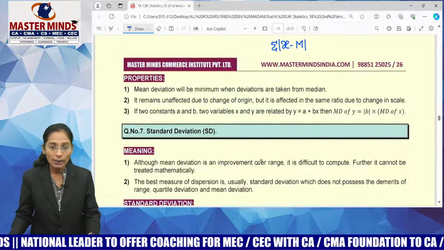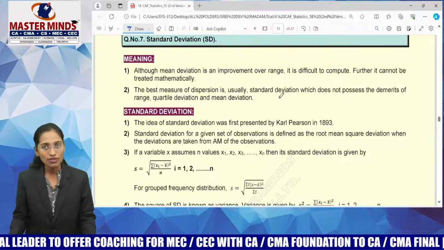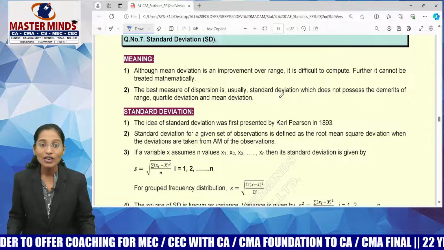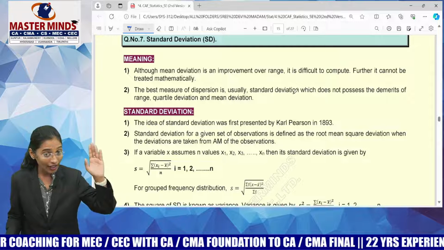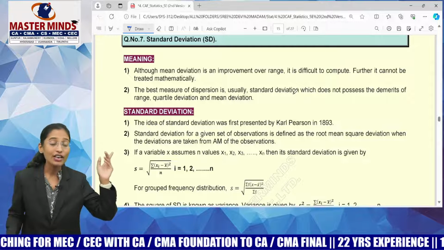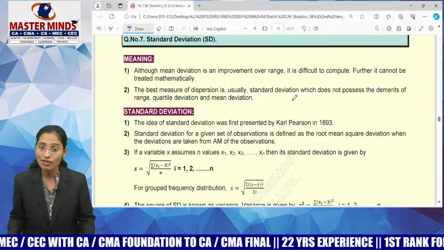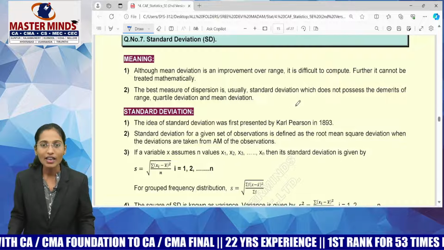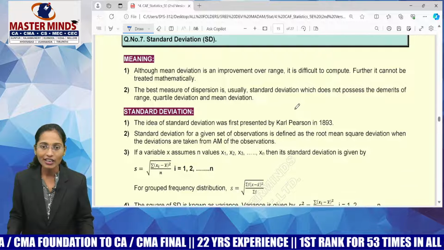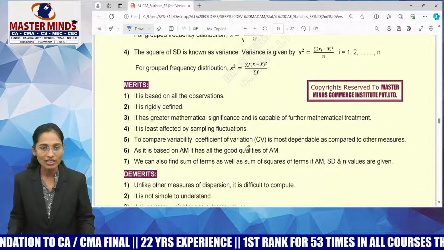So look at your theory part guys. I have already covered these points. The best measure of dispersion is standard deviation, as it is overcoming all the drawbacks that are there for mean deviation, quartile deviation and range. And it is based upon all the observations. No. So the idea of standard deviation was first presented by Karl Pearson in the year 1893. And I have told you the meaning of that, and I gave you the formulas of all these things, guys.